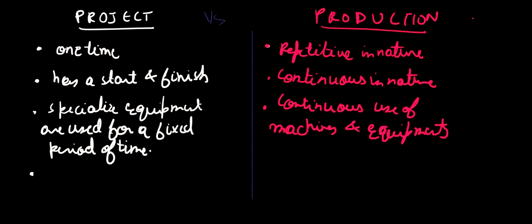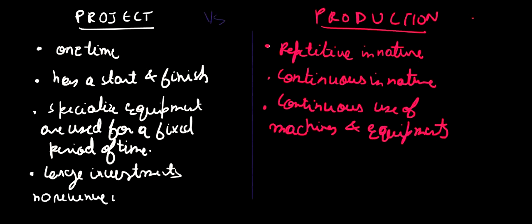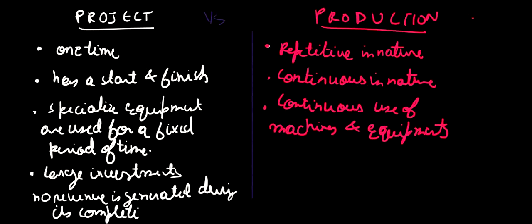Projects require large investments and they normally generate no revenue during their completion. After that it might so happen that the project starts generating revenue, but only when it is completed. While in the case of production, revenue, profit, loss, and expenses go hand in hand.